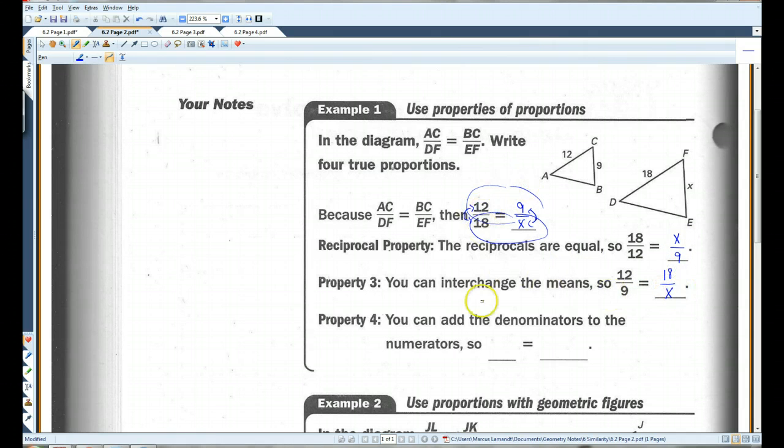Or you could do the thing where you add them. 12 plus 18 over 18 equals 9 plus x over x. And you could rewrite this. 12 plus 18 is 30. 30 over 18 equals 9 plus x over x. And you could simplify this if you wanted to.